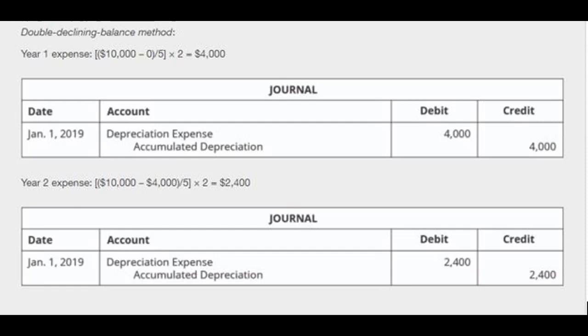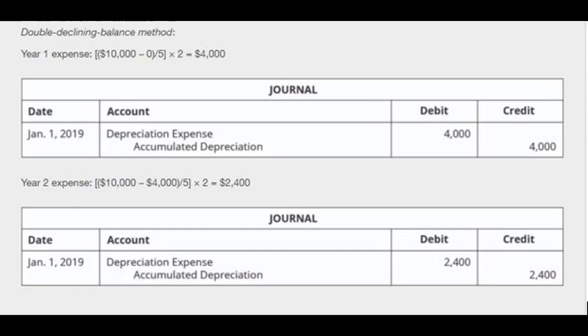Your second year depreciation is only $2,400. You have much more depreciation in the first year than the second. That's actually the whole point of the method. And you might be wondering, why create a depreciation method that arbitrarily is designed to have much more of your loss of value in year 1?